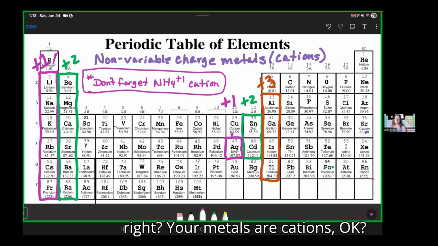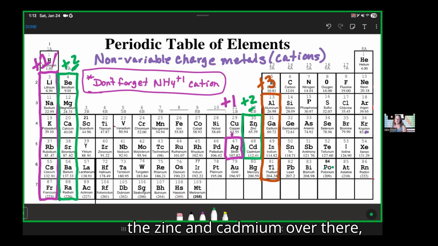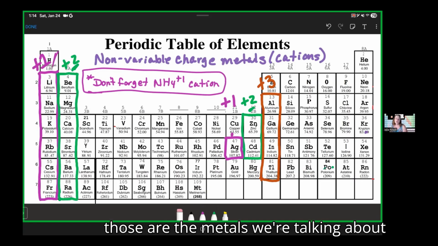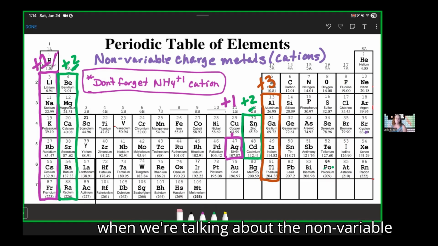Your metals are cations. Okay, so group 2 is +2. Also, the zinc and cadmium over there, those are also +2. And then that group 3 there is your +3. So just remembering, those are the metals we're talking about right now. Only those groups of metals when we're talking about the non-variable charge metals.